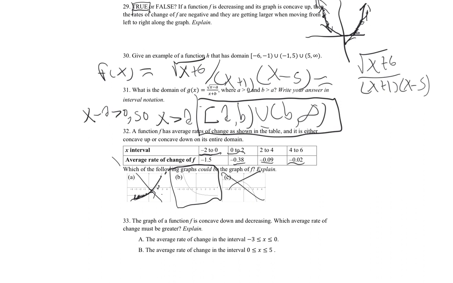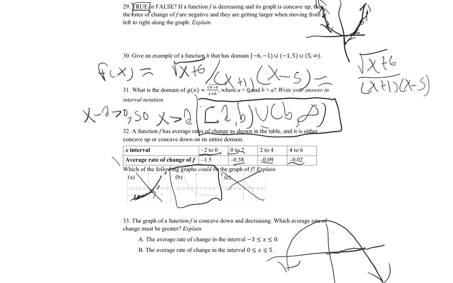So for question 33, the graph of a function f is concave down and decreasing. Which average rate of change must be greater? Explain. So A is the average rate of change in the interval from -3 to 0, and B is the average rate of change in the interval from 0 to 5. The graph of a function f is concave down and decreasing. Let's draw a graph that is concave down and decreasing. Go to upside down U, concave down.